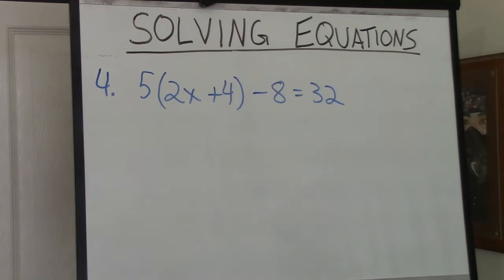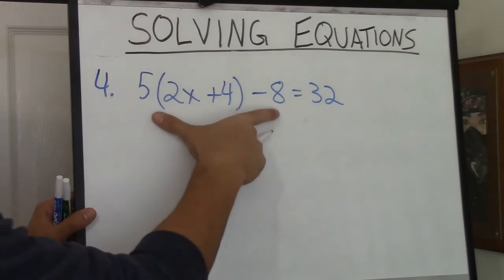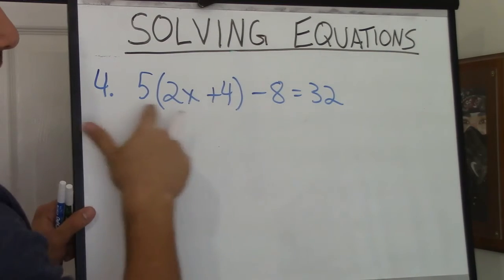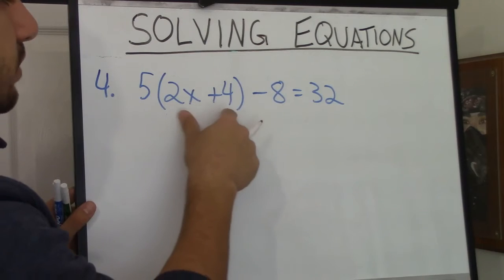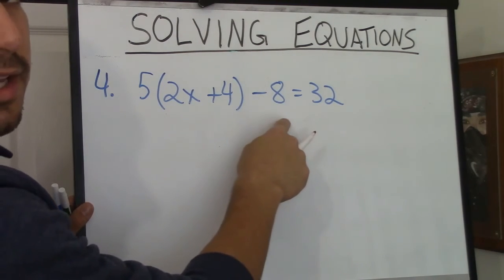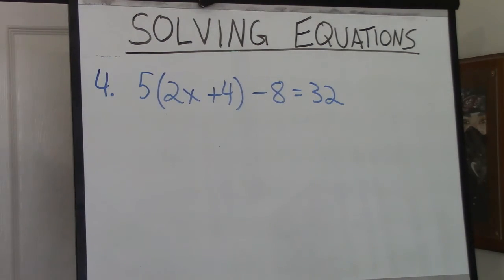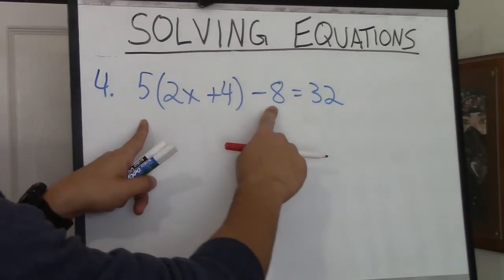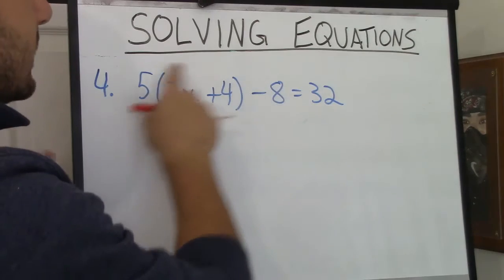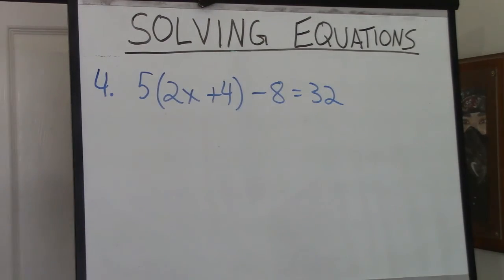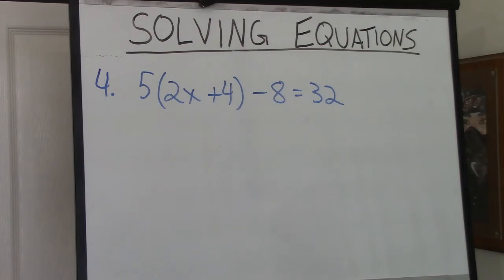So in this problem, we have an expression on the left, which is this entire thing here: 5 times the quantity, so in parentheses, 2x plus 4, minus 8, equals 32. We have an expression here, which is 32. Is this expression on the left in the simplest form, based on the lesson from yesterday? It's not. We have some parentheses, and we have some like terms that we can combine.